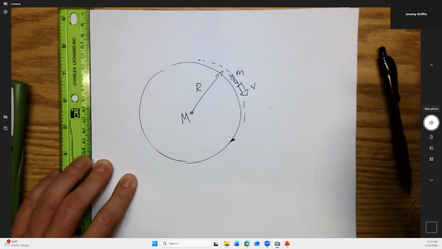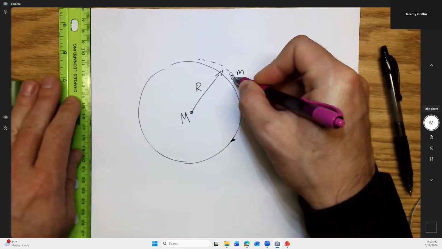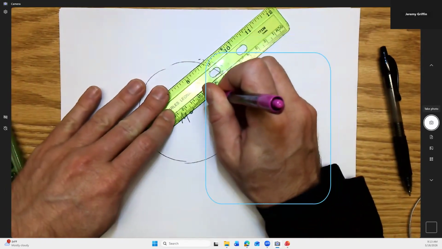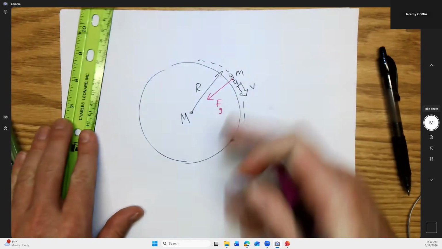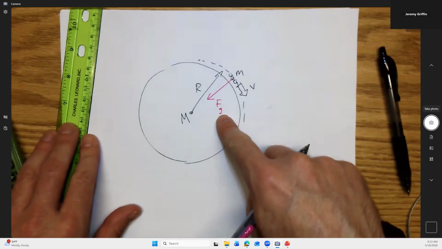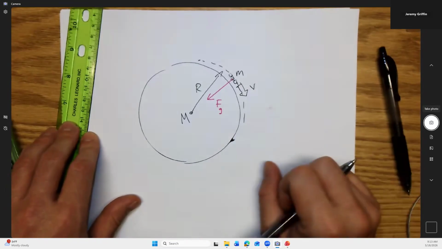All right, let's do a free body diagram on this satellite. Guys, what's one force acting on the satellite? Yeah, it's the weight. I'll call it F sub G because I'm going to think in terms of universal gravity. Just think about it a little bit. Is there any other force on the satellite? No, that's it. That's the only force.